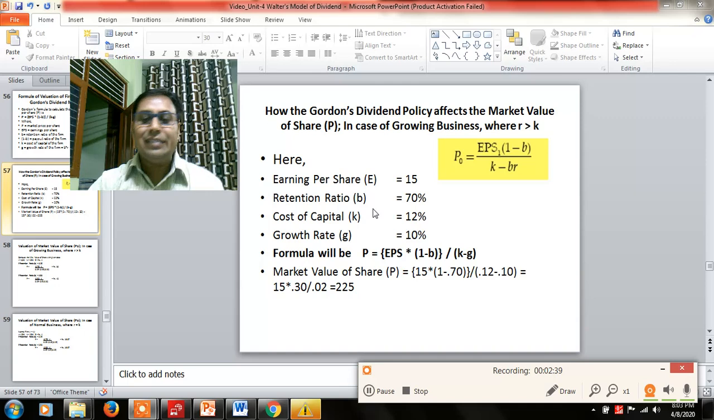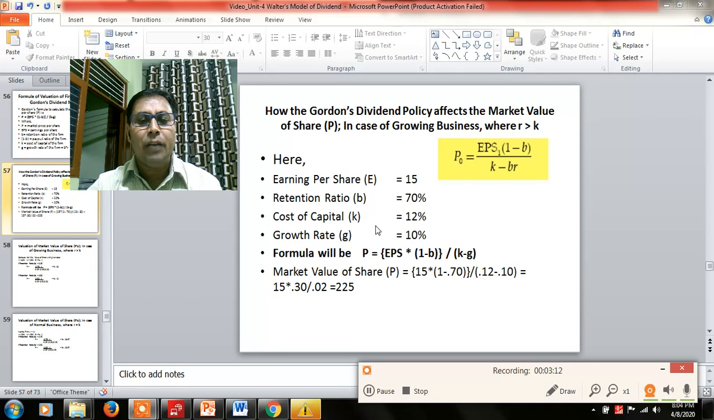Now let's take an example. Suppose the earning per share is 15 rupees, the retention ratio is 70%, the cost of capital is 12%, and growth is 10%. So the numerical will make you understand very clearly. If the retention ratio is 70%, it means 30% will be the payout ratio, and the earning per share is 15 rupees.